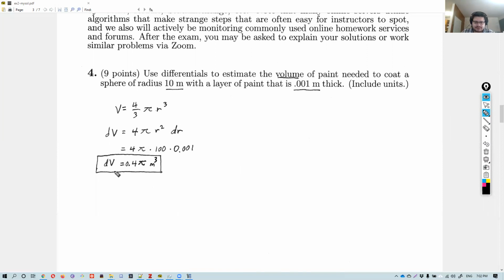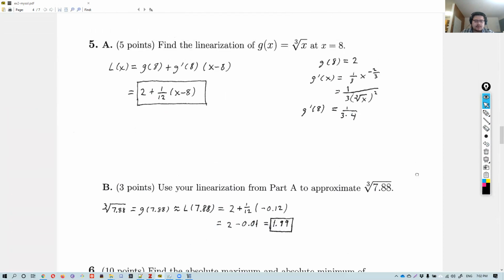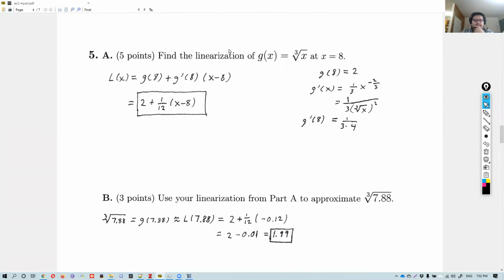Since this is a change in volume. Going on, for number 5, linearization.